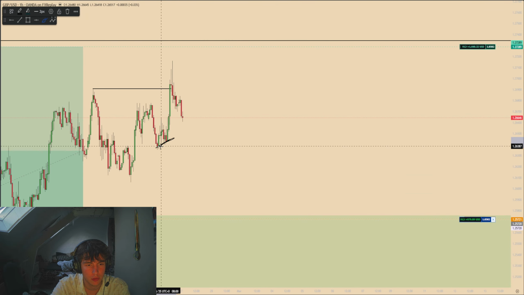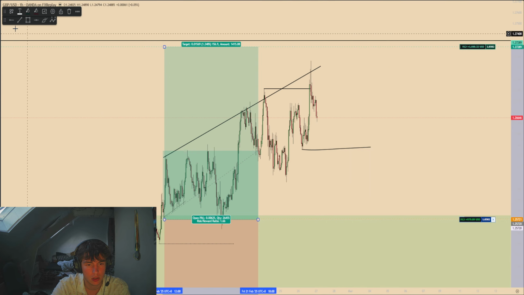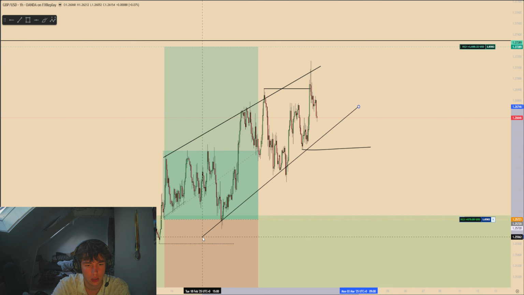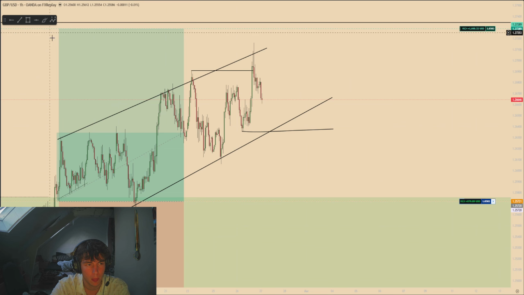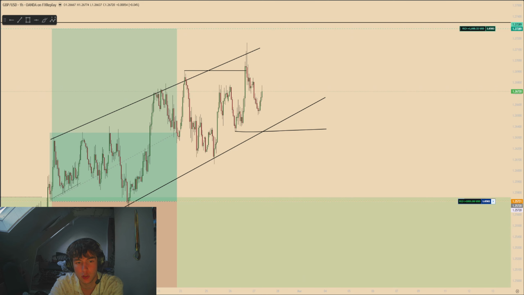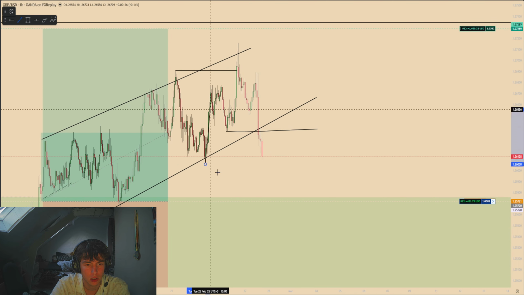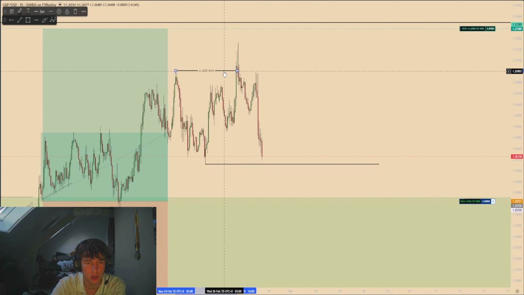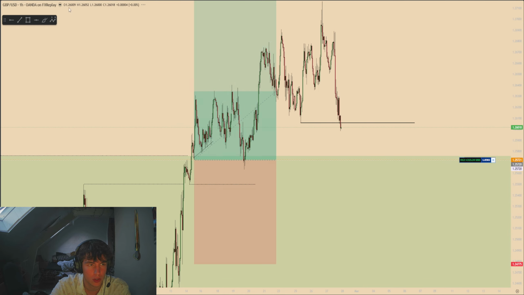Let's wait for a reaction from maybe these lows. We are seeing some squeezing price action as well. So you can see some squeezing price action. So there is a chance we will get a dump. If we break this low, we are looking at some shorts. Okay, there we have some shorts.